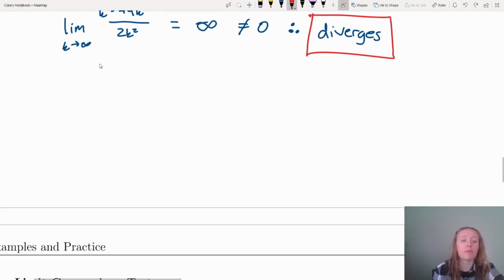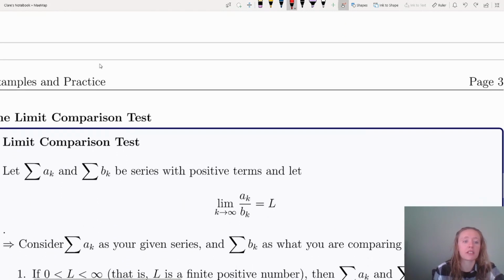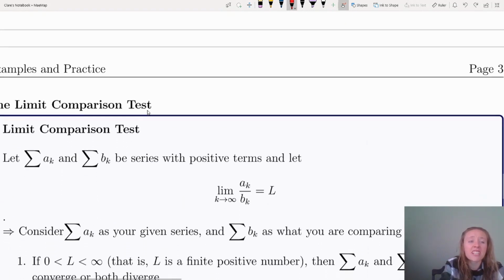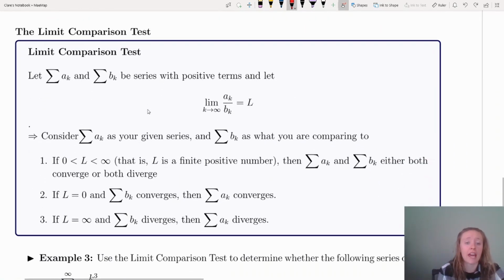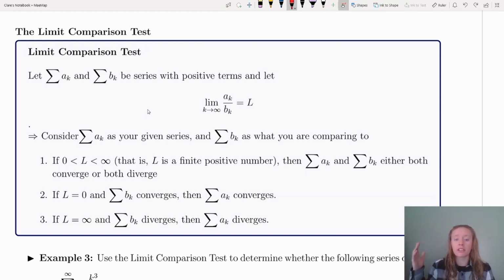Now let's go ahead and move on to the limit comparison test. I consider it almost an extension of the comparison test. I think it's actually a stronger case. So unless I know for a fact that I'm smaller than something that's converging, or my original series is bigger than something that's diverging, the limit comparison test is a good test to choose.